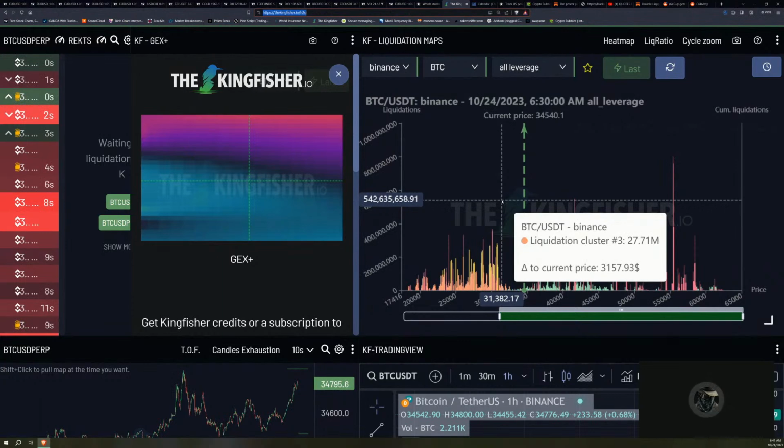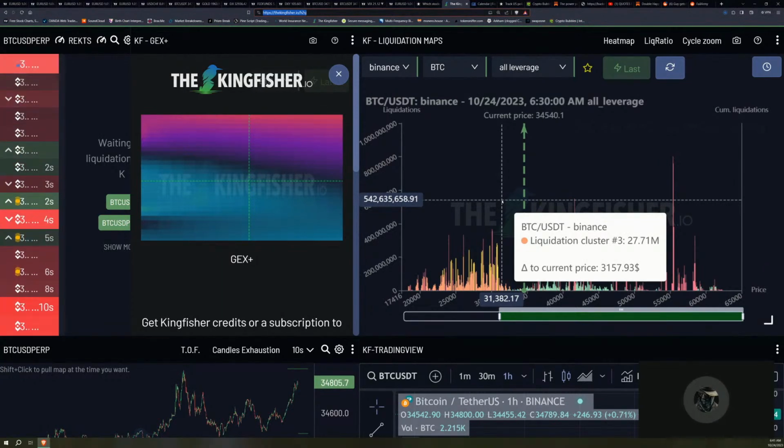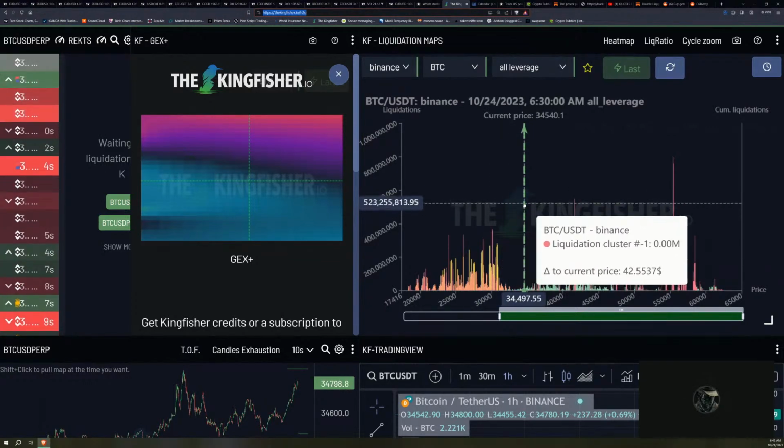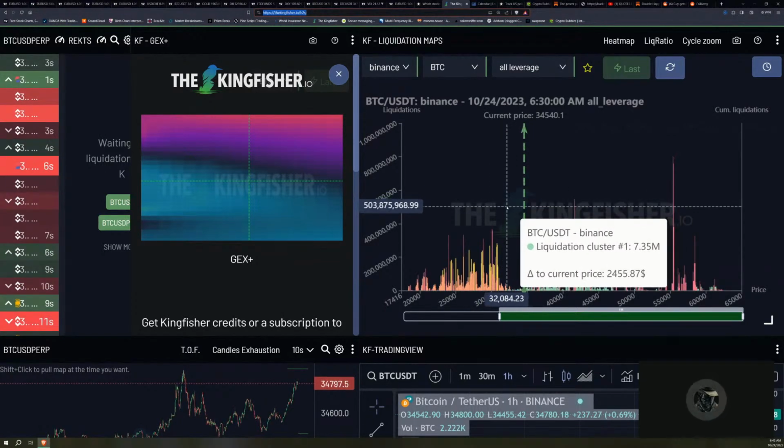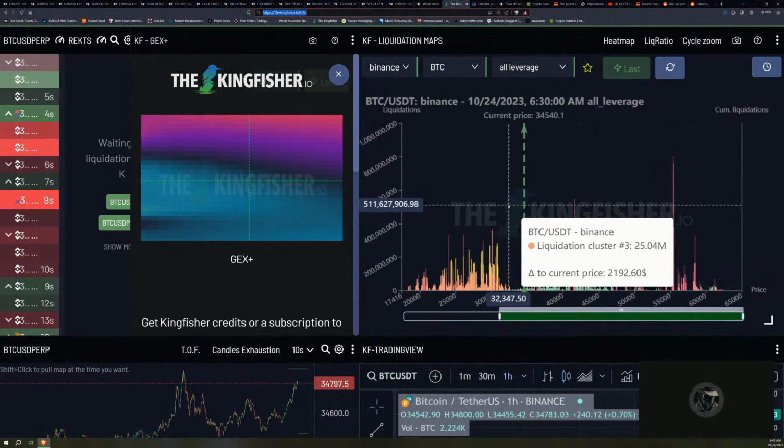Okay, so it's a very low probability, if you ask me, that a whole bunch of new money is actually entering Bitcoin right now from like BlackRock. It's already happened, if you ask me. It's just my opinion. It's not investment advice.